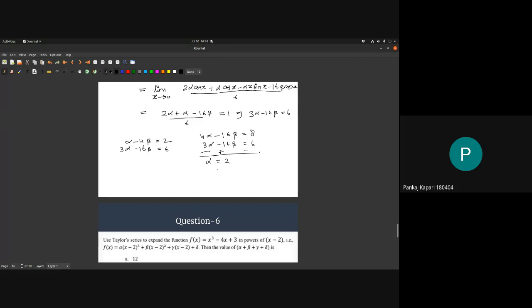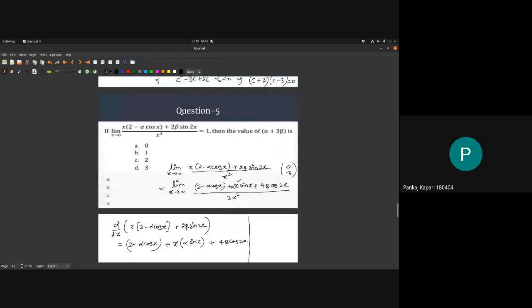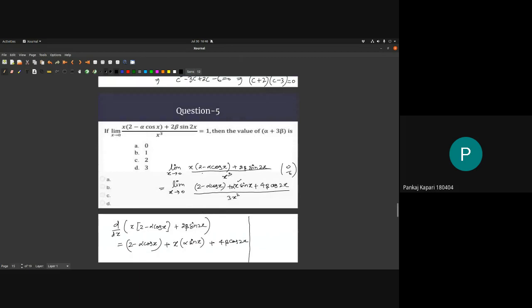Now because we know that alpha is 2, what is beta? From the first equation we can easily get it. Alpha is 2 and 4 beta is equal to 2, which implies that beta must be 0. You have to find the value of alpha plus 3 beta. Because alpha is 2 and beta is 0, this must be 2. So that means that the correct answer is C.